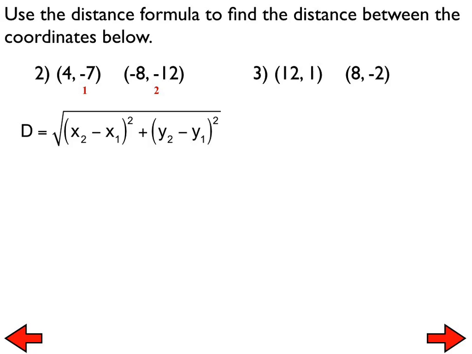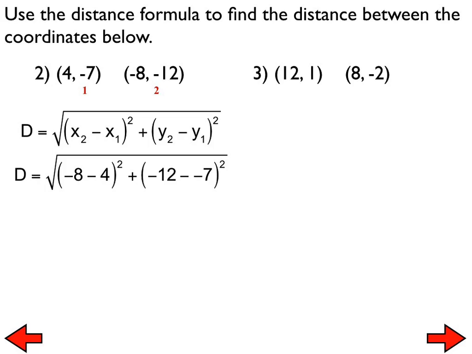We need to make sure we pay attention to our signs here. Second x is -8, first x is 4, second y is -12, first y is -7. So we end up with this. If you're going to make a mistake, it's going to be right here. Be careful with that. So we end up with the square root of -12 squared plus -5 squared.